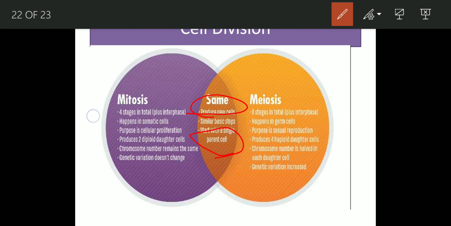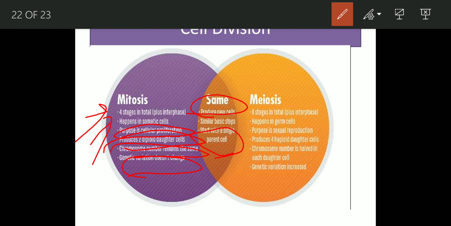In mitosis, there are 4 stages in total. It happens in most of the cells. The purpose is cellular proliferation, and it produces 2 daughter cells. The chromosome number remains the same. Genetic variation does not change. Mitosis happens in all the cells except the reproductive cells.